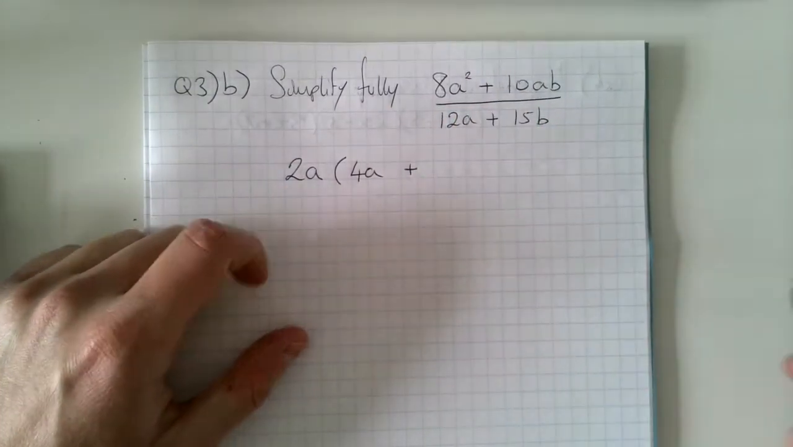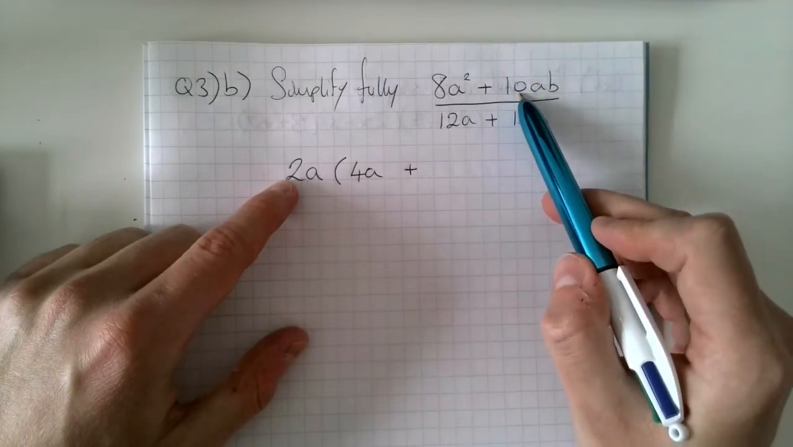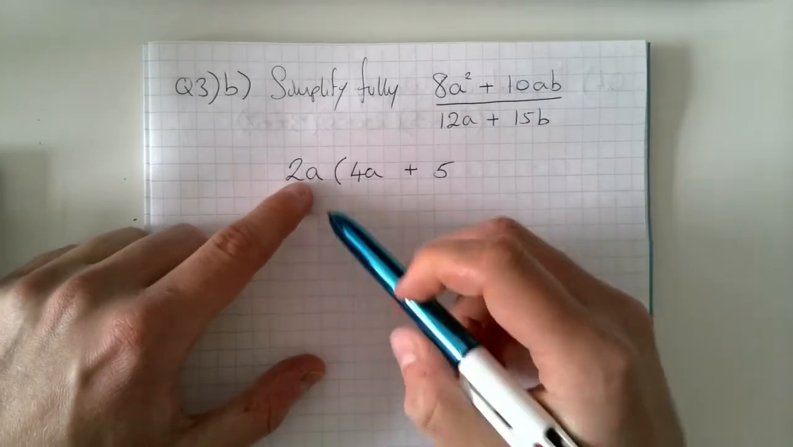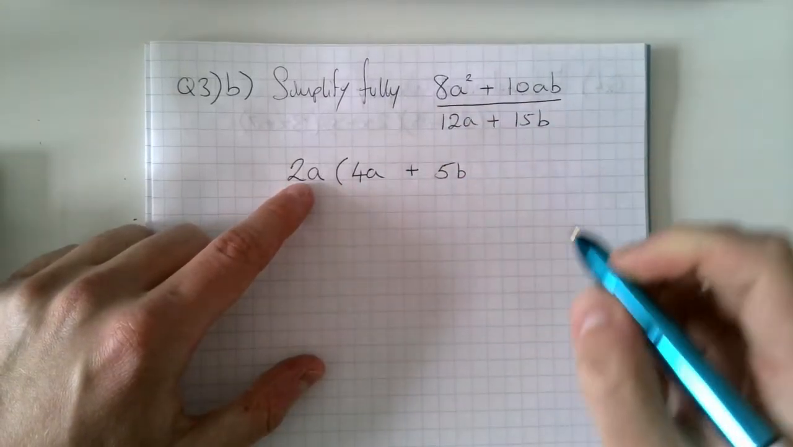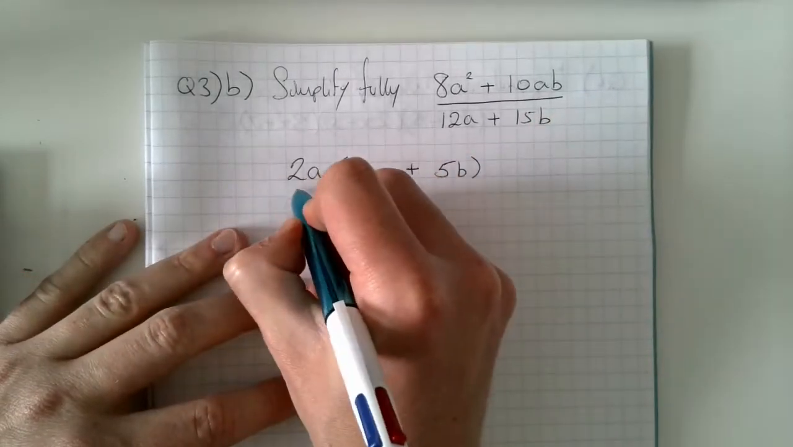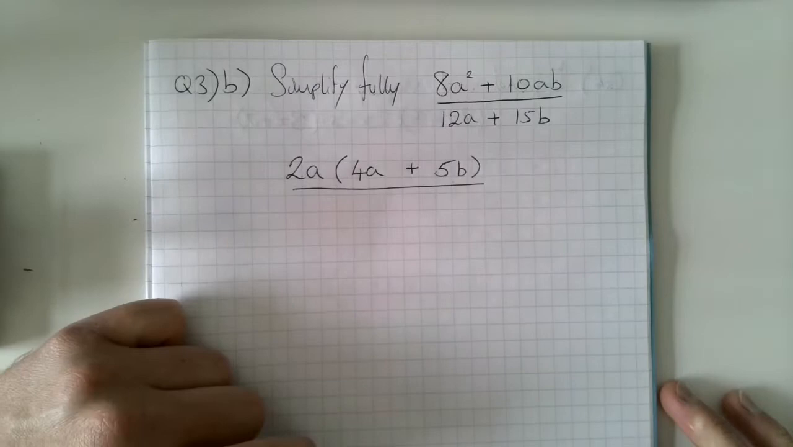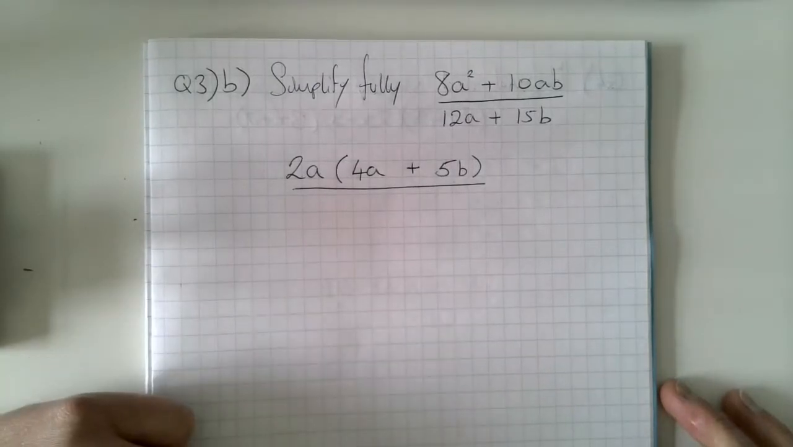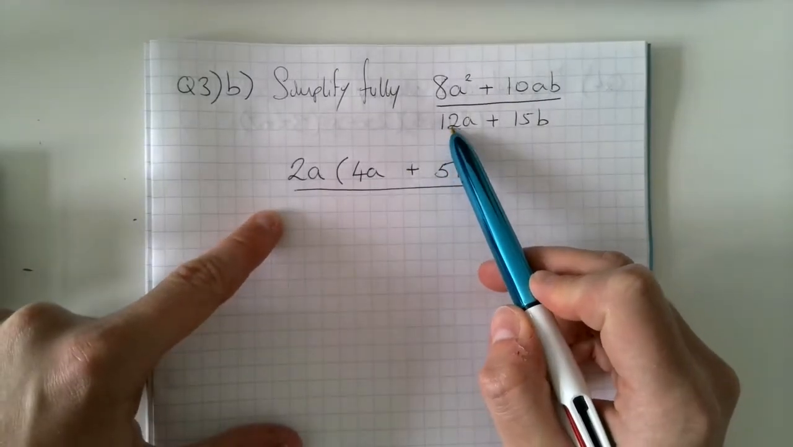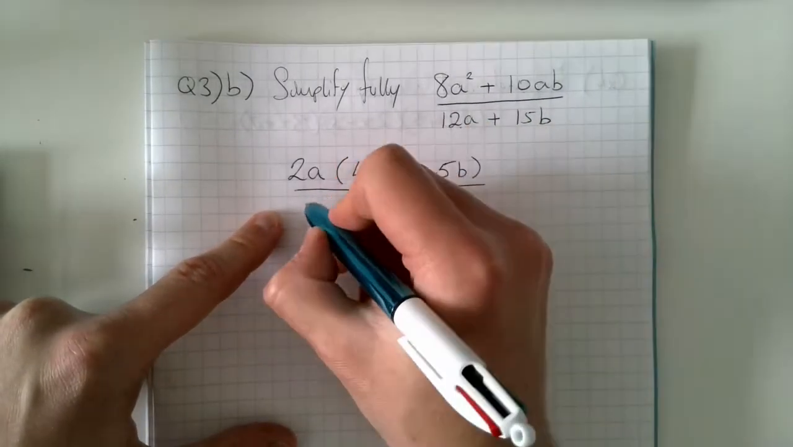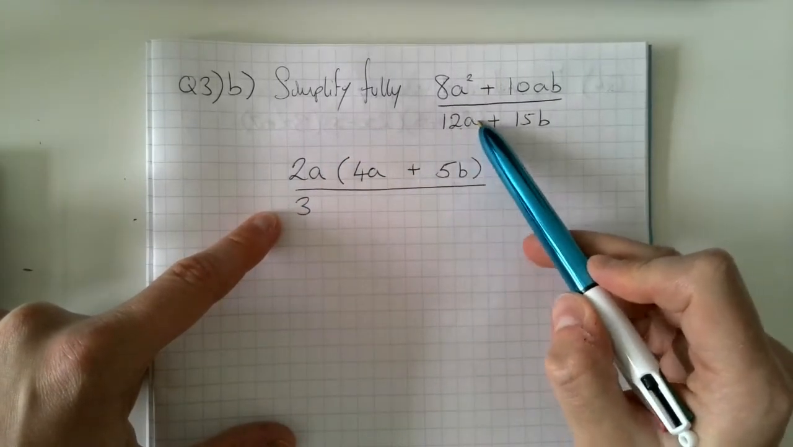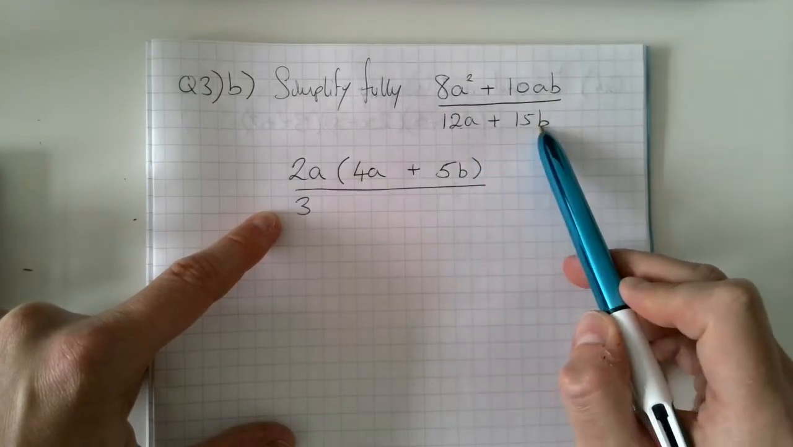Keep the plus. 2a times what gives me 10ab? Well, 2 times 5 gives me 10, and I need to also multiply it by a b to get 10ab. Okay. Now I need to factorise the bottom of my fraction. So what can I take out? What number can I take out of 12 and 15? Well, 3 goes into both of those. And I can't take out any letters because I've only got an a here and a b here. There's nothing that's the same in both.